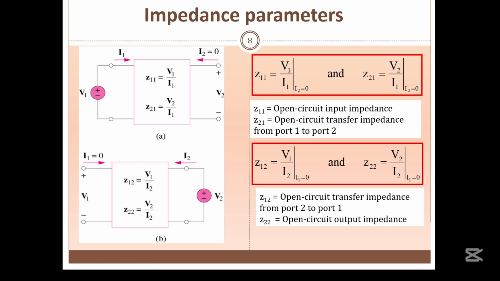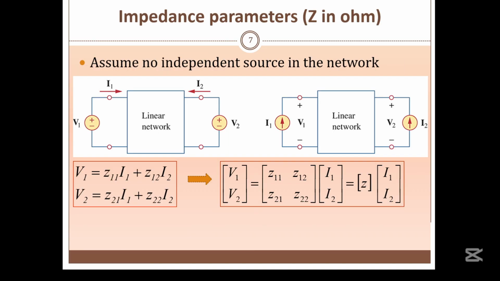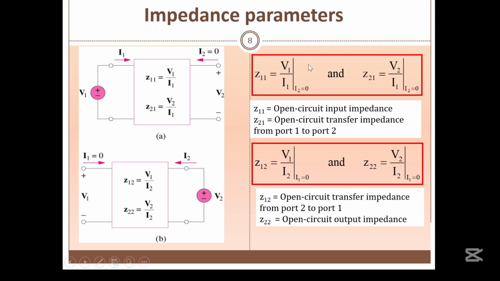When this happens, only then can you calculate V1 over I1, which equals Z11. The parameter can be calculated. So I2 equals 0 means I have an open circuit. When you want to calculate Z11 and Z21, you have to open circuit port 2. Similarly, when you want to calculate Z12 and Z22, you have to open circuit at port 1.